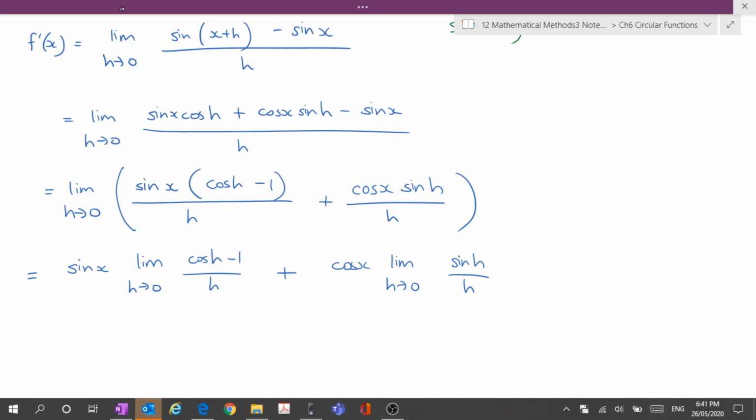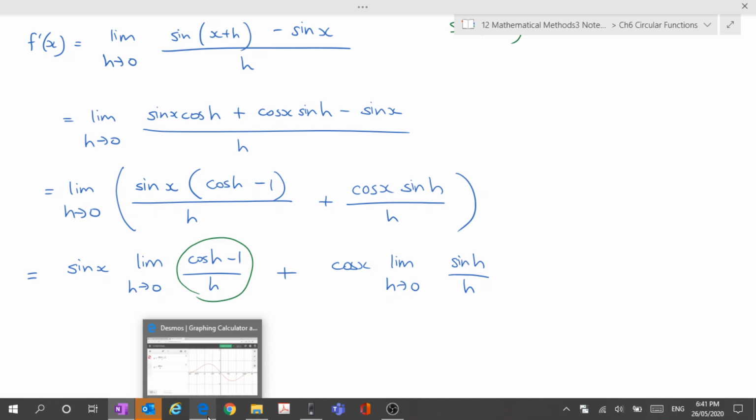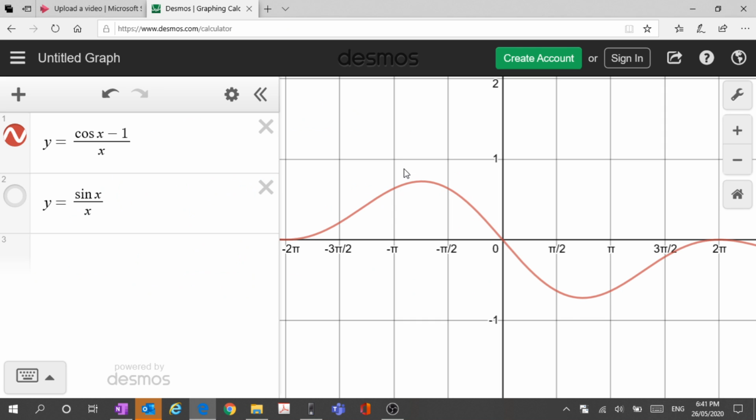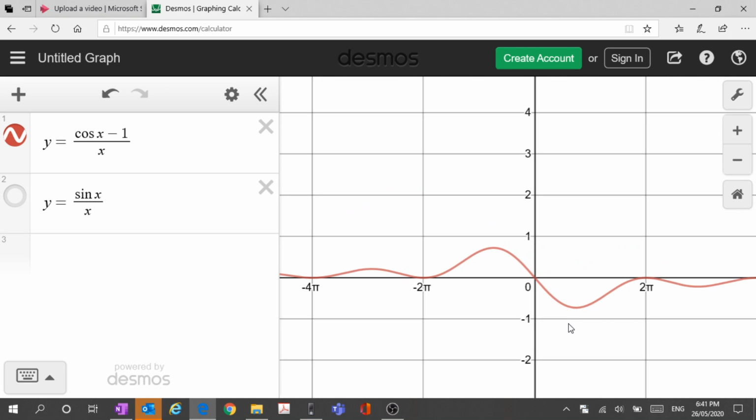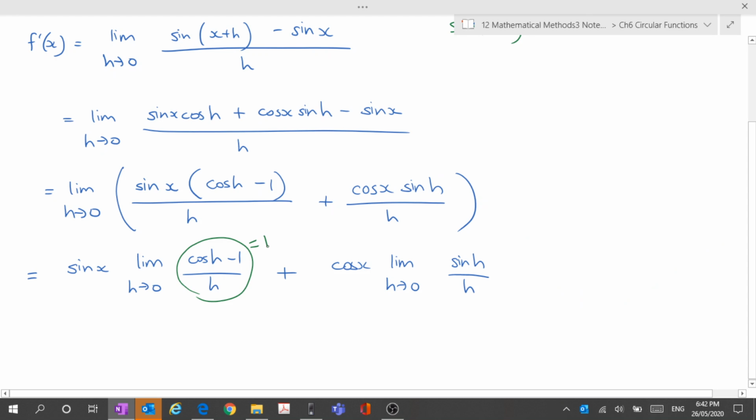Again, I'm going to sort of fudge this because we don't know heaps about limits. We don't learn a lot about limits in Methods. But I'm just going to sketch this function, cos h minus 1 on h, or I'm going to change it to x for Desmos. So there's this function here. It looks a little bit funny. It looks really cool, actually. But as x approaches 0, or h approaches 0, y is also approaching 0. So this is going to equal, sorry, not 1, but 0.